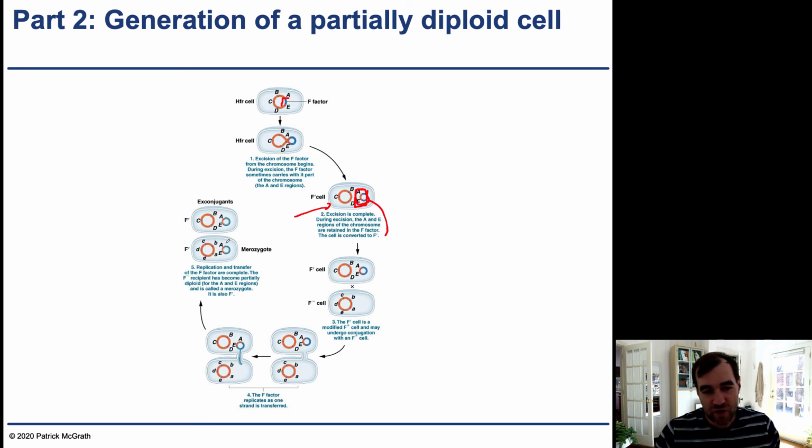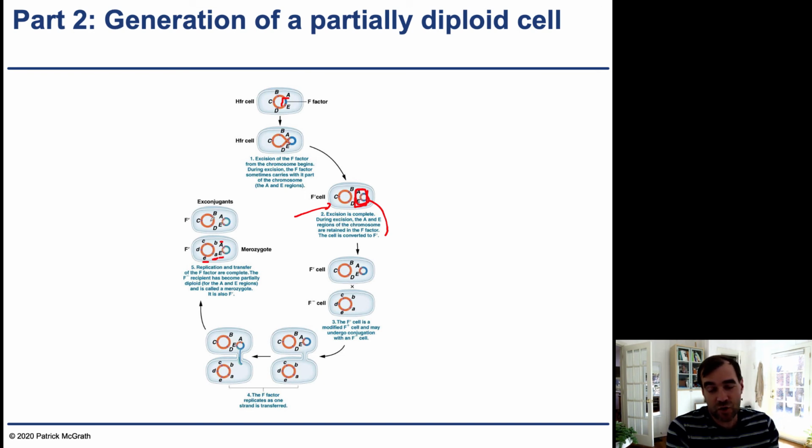So this is a way to create what's called a merozygote, also sometimes called a merodiploid. A merodiploid is a diploid for a small number of genes. So this particular recipient cell has two copies of the A gene, little a and big A, and also two copies of the E gene, little e and big E. So it's acting kind of like a diploid cell for these two genes.